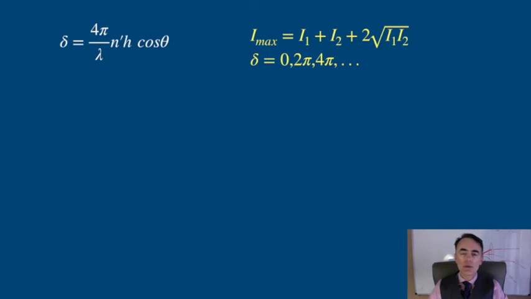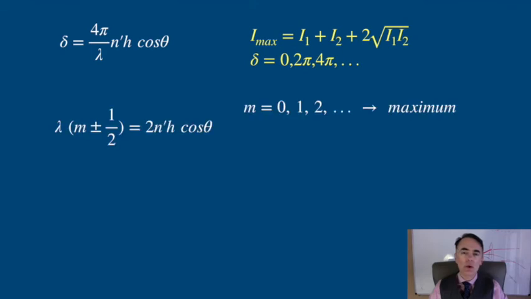Remember that the total intensity at P will be the intensity of path 1 plus the intensity of path 2 plus 2 times the square root of I1 times I2. We will have maximum intensity when delta is 0, plus or minus 2 pi, plus or minus 4 pi, and so on. Using these two results, we can combine them as lambda times m plus or minus 1/2 equal to 2n'h cosine of theta. That will be maximum for m being an integer number and will be minimum for m being 1/2 of an odd number.